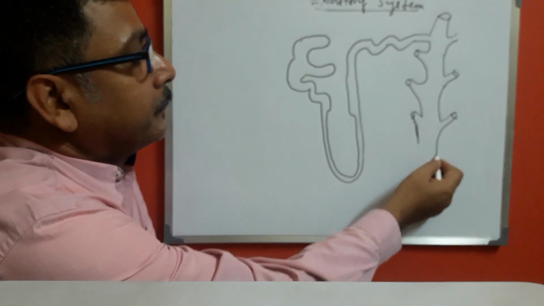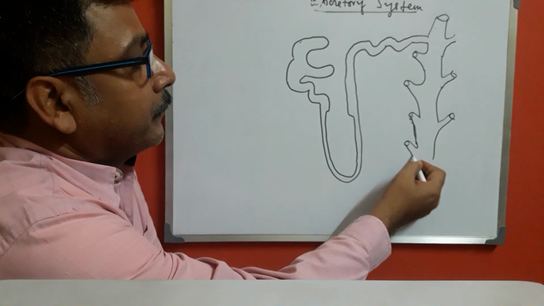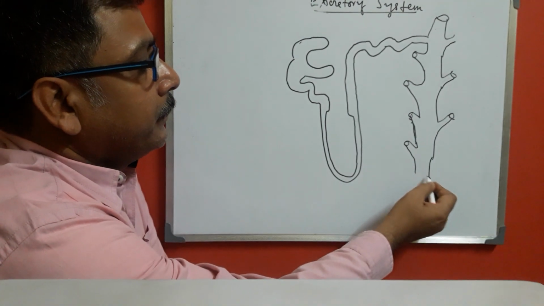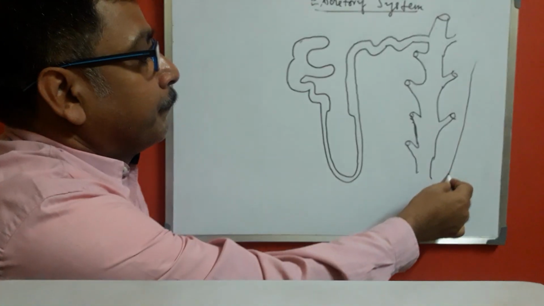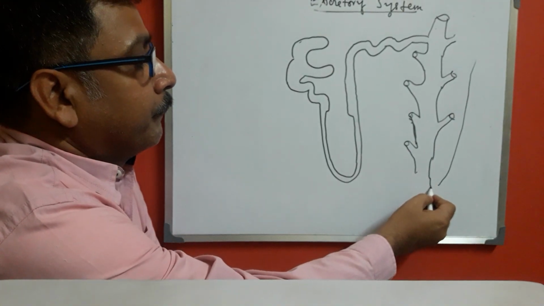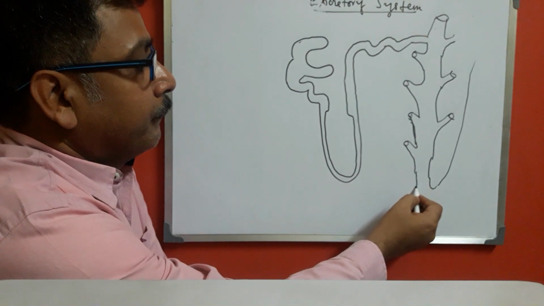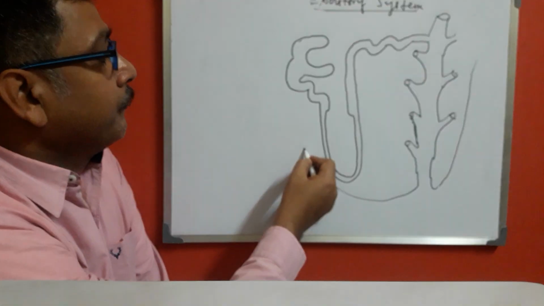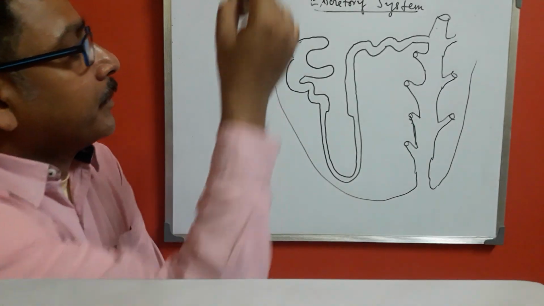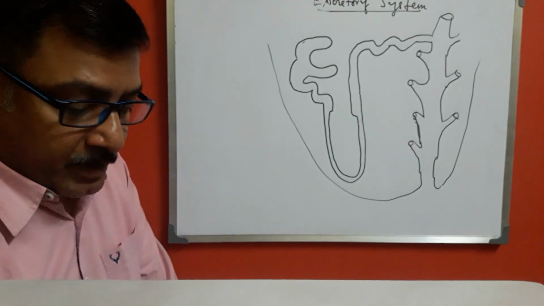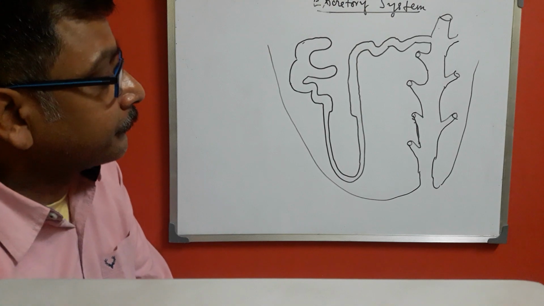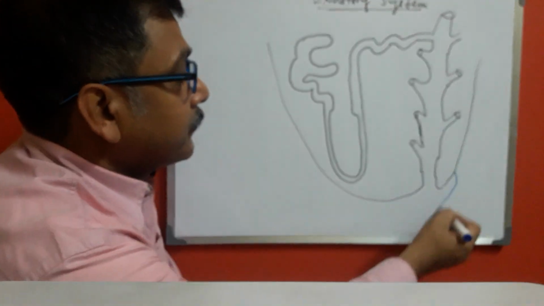Papillary duct, duct of Bellini, and this is the structure of the renal pyramid, and this is the minor calyx. Duct of Bellini drains into the minor calyx.